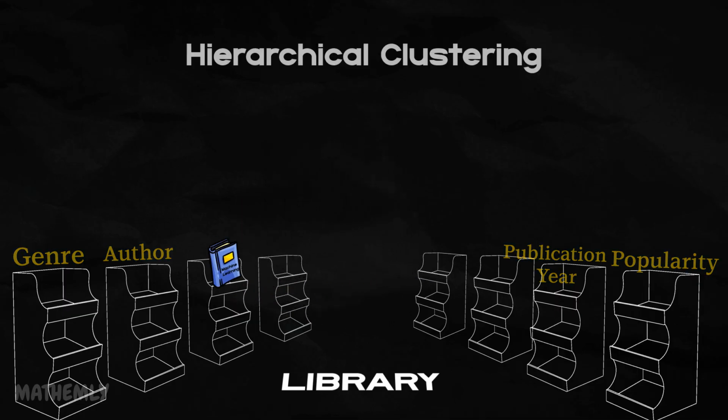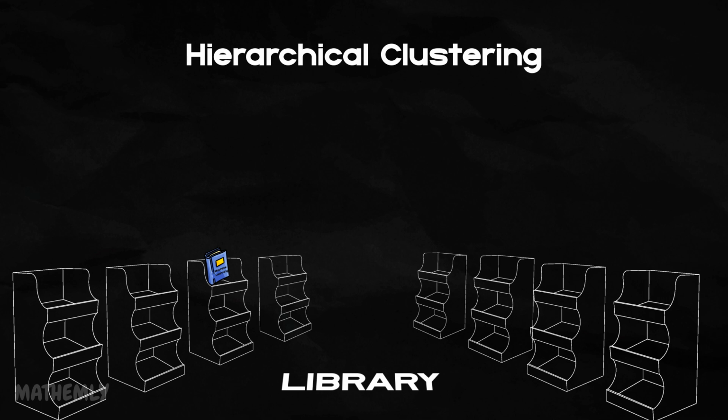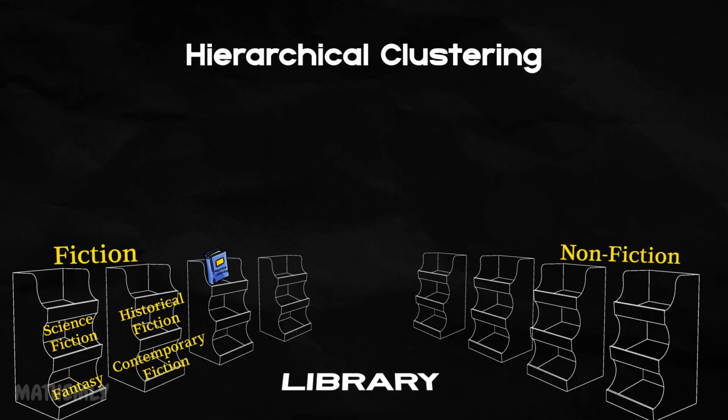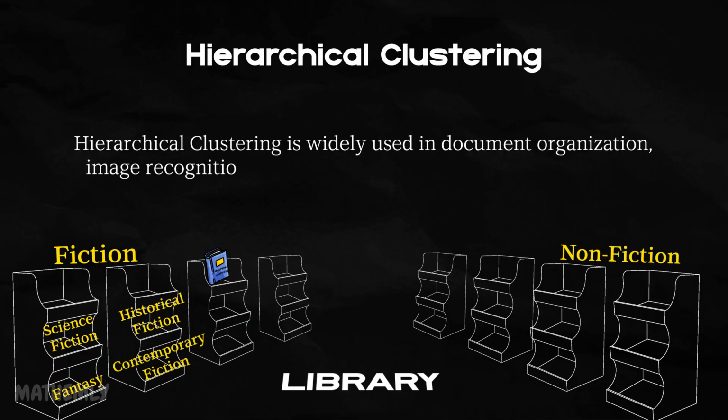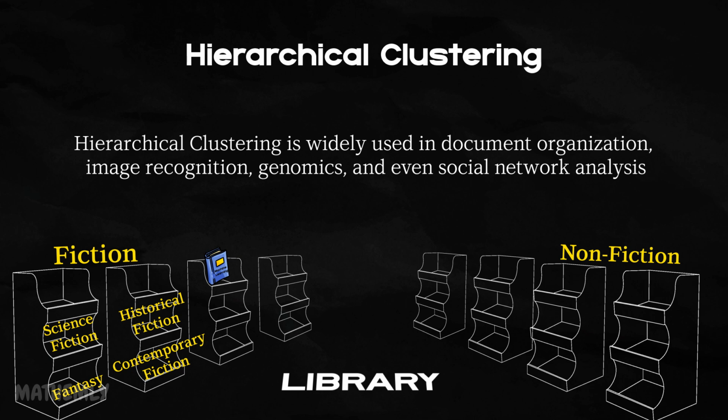This is where hierarchical clustering comes in. It doesn't just create groups, it builds a hierarchy that shows how different categories of books relate to each other. At a broad level, you might have fiction versus non-fiction, but as you go deeper, you can see more specific relationships like science fiction versus fantasy, or historical fiction versus contemporary fiction. Hierarchical clustering is widely used in document organization, image recognition, genomics, and even social network analysis. Let's see how it works in action.